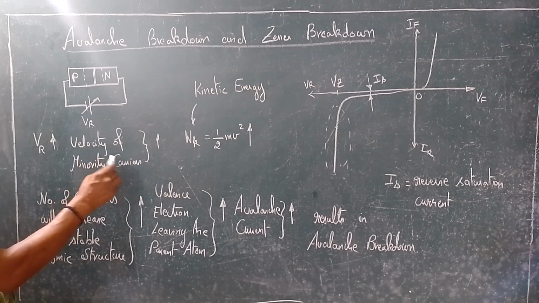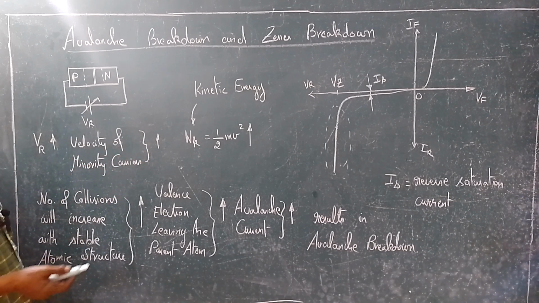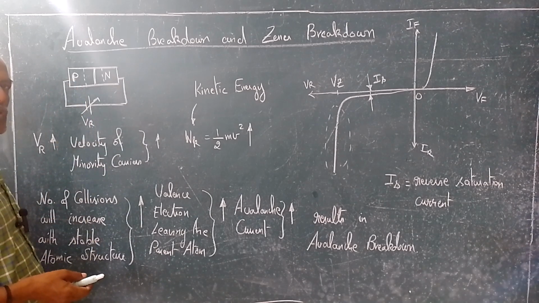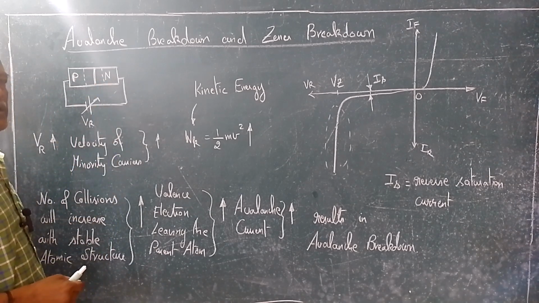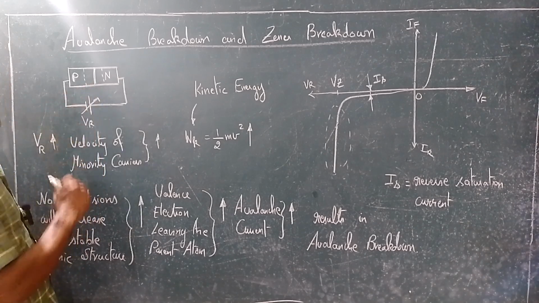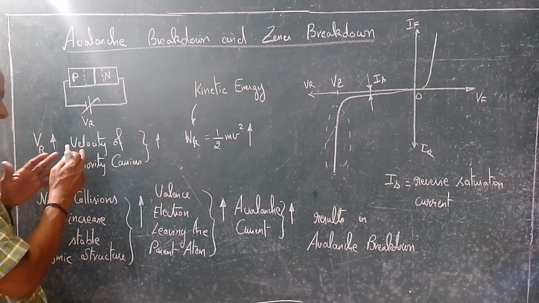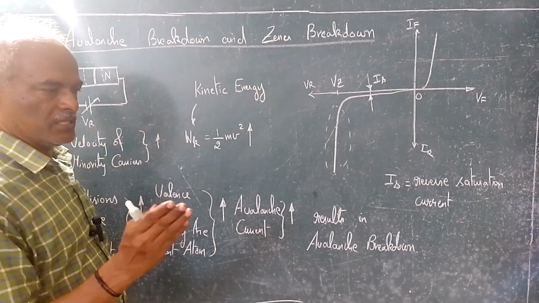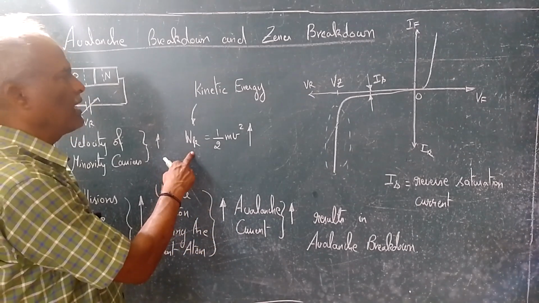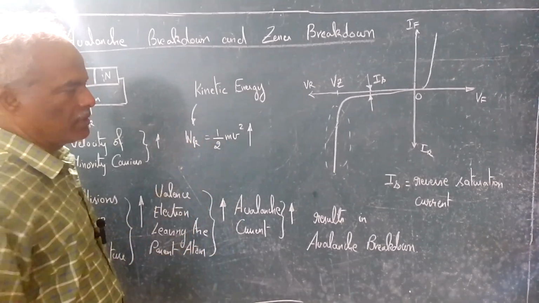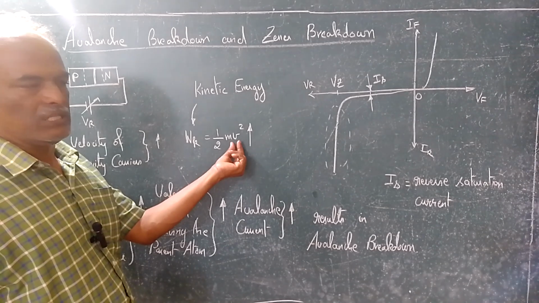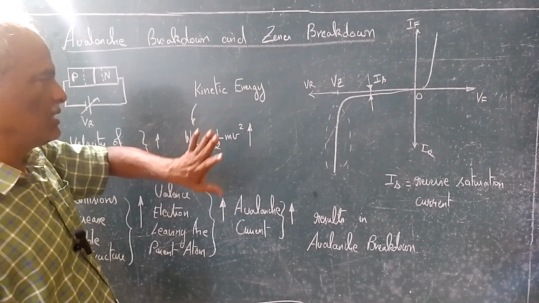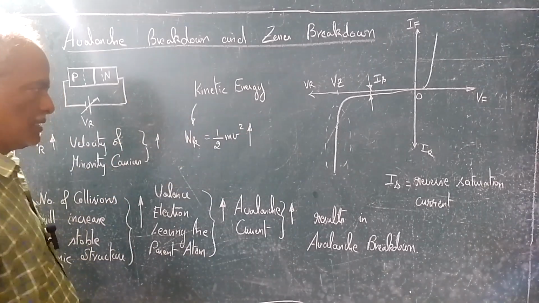So the velocity of minority carriers will increase. Velocity of the minority carriers means in P-type material it is going to be the electrons, and in N-type material it is going to be the holes. Now since the velocity of minority carriers increases, the kinetic energy will increase, because we know that kinetic energy is equal to half mv square, where v is the velocity. So when this velocity increases, kinetic energy will increase.